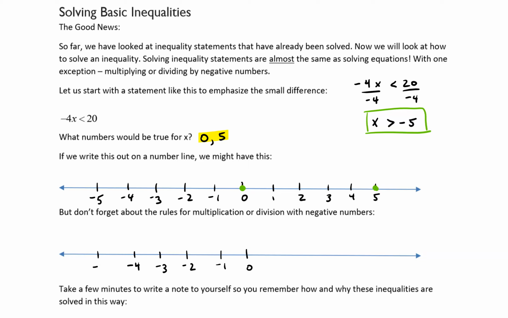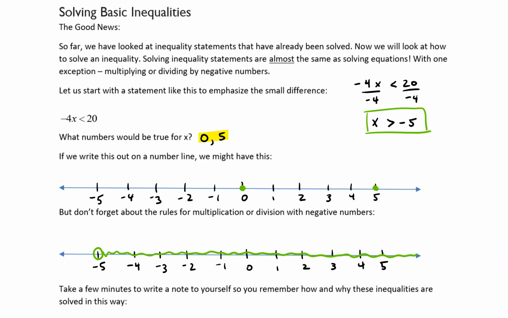So I want to fill in those values on our number line. Here is negative 5. I'm going to put an open circle there because we want everything greater than negative 5, and then I'm going to shade to the right of that. So that is how we would graph that inequality on a number line.